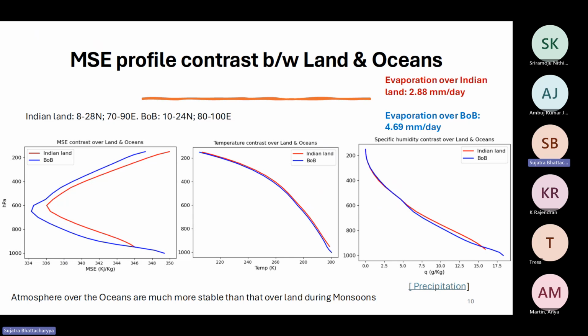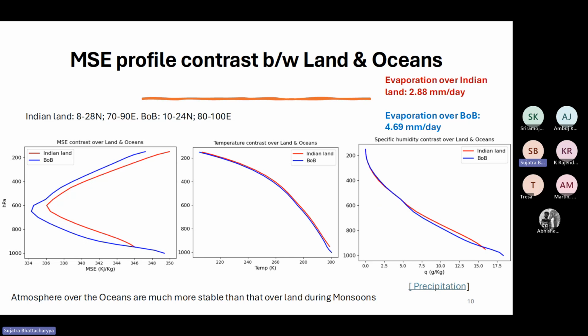And if you look at the moist static energy profiles, very clearly you will see that a much more stable profile can be seen over the Bay of Bengal, the atmosphere over the Bay of Bengal, whereas over the Indian land it is somewhat less stable as compared to that. Now, if you look at the temperature variations, it looks similar. In the moisture variations also, it looks similar. But then what happens to the fact that during the monsoons, the land surface temperature is somewhat lower, cooler than that of the oceans?